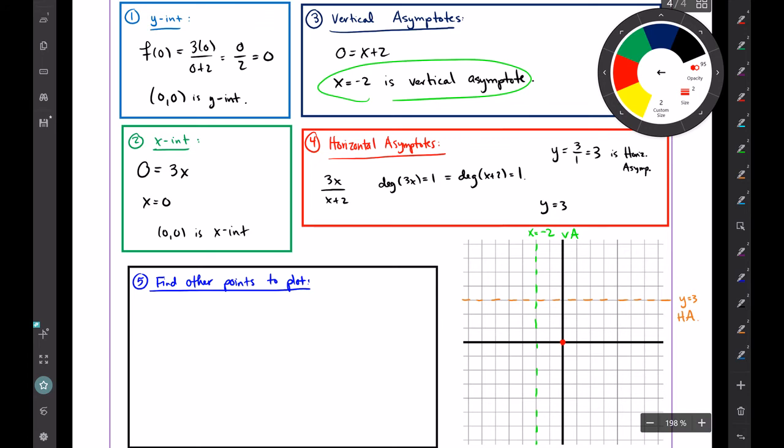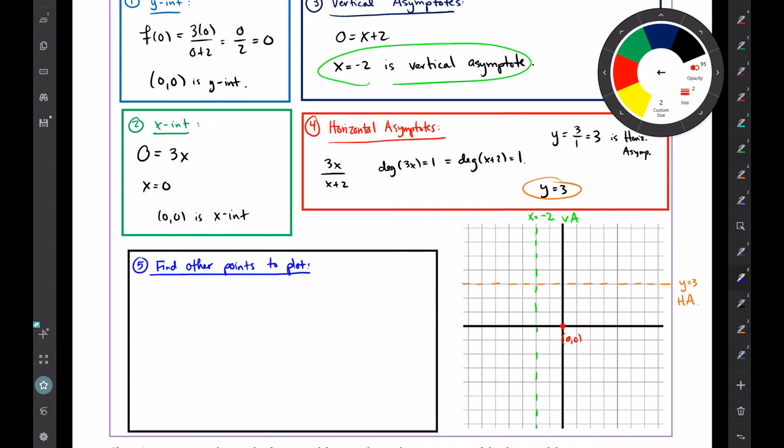Okay, so at this point we figured out that our horizontal asymptote is y equals 3, our vertical asymptote is x equals negative 2, and our x and y intercepts are both 0, 0. So I've plotted 0, 0 so far, and I've drawn the dotted lines for the horizontal and vertical asymptotes. And now what we have left to do is just to plug in some points into our function and get a rough idea of what the function looks like just by plotting some more points. So what I'm going to do is just pick some x values and then find the y values and plot those points.